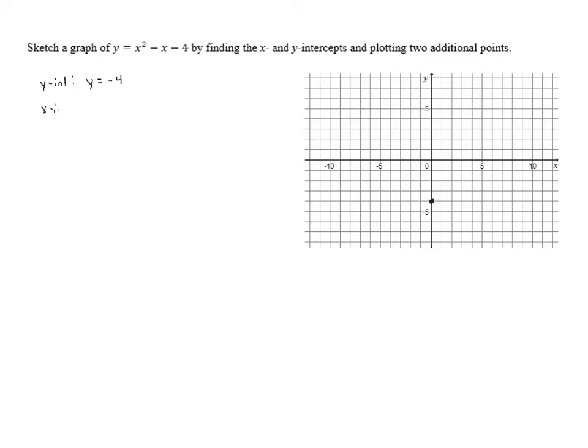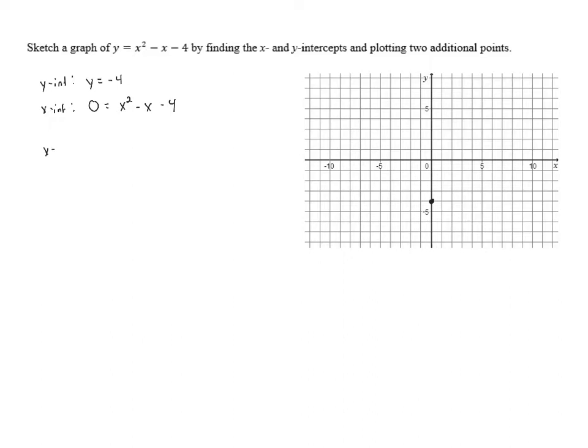Next, we'll find the x-intercepts. We know that we can find them by letting y be 0. So that gives us 0 equals x squared minus x minus 4. And we need to solve this quadratic equation to figure out the x-intercepts. Now this one is not factorable because there are not two numbers that have a product of negative 4 and a sum of negative 1. That means that we're going to want to use the quadratic formula.